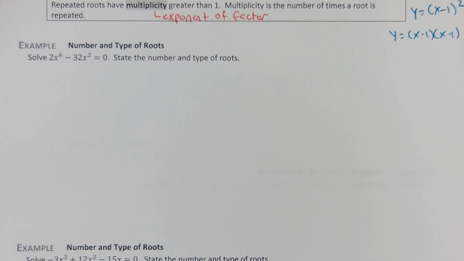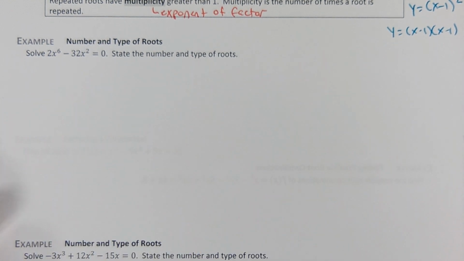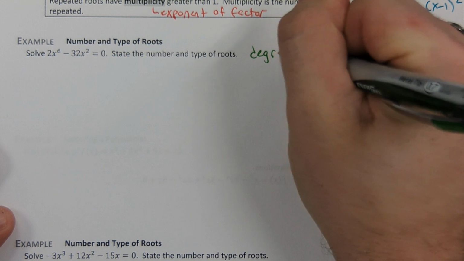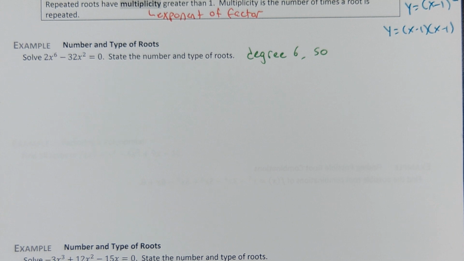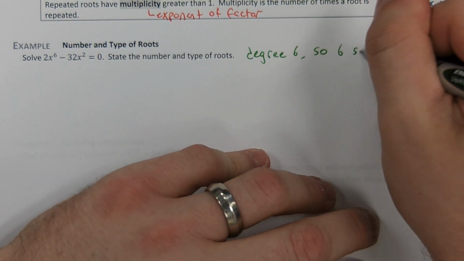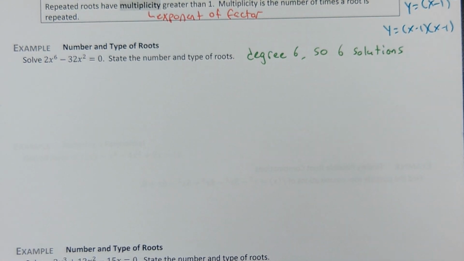The first example says, state the number and type of roots. And that just means which ones are real, which ones are non-real, meaning you could say complex or imaginary, which ones are repeated, things like that, okay? Let's start with how many solutions this has. This is a 6-degree polynomial. So how many solutions does it have? 6 solutions. That doesn't mean all 6 solutions are different numbers, and that doesn't mean all 6 solutions are real numbers. It just means there will be 6 answers.